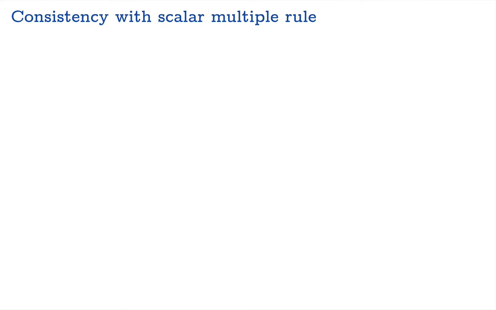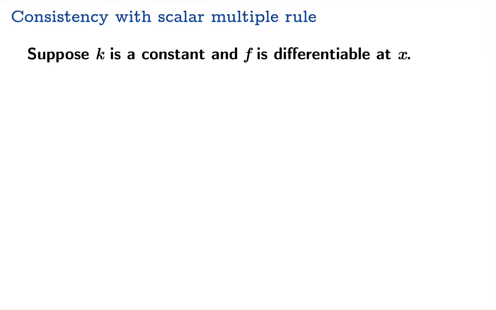So now let's look at the consistency of the product rule with the scalar multiple rule. What I'm about to describe can cause some undue difficulty when beginning students of calculus are taking derivatives, because they wind up doing more work than they need. So suppose k is a constant and f is differentiable at x. And we want the derivative of k times f of x.